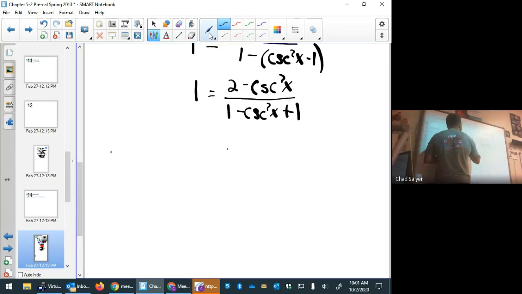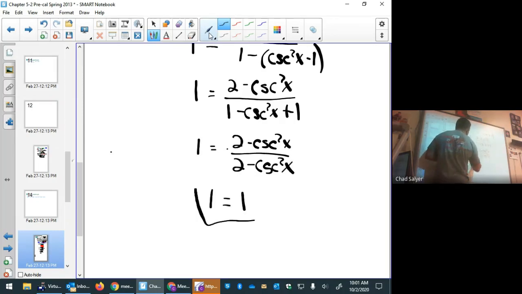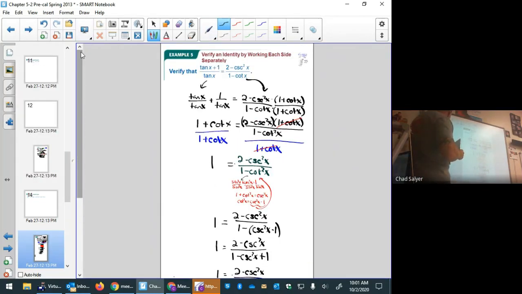So 1 plus 1 is 2. Same expression, top and bottom. 1 equals 1. We have done it. So I'll start here with the top and show you the bottom.